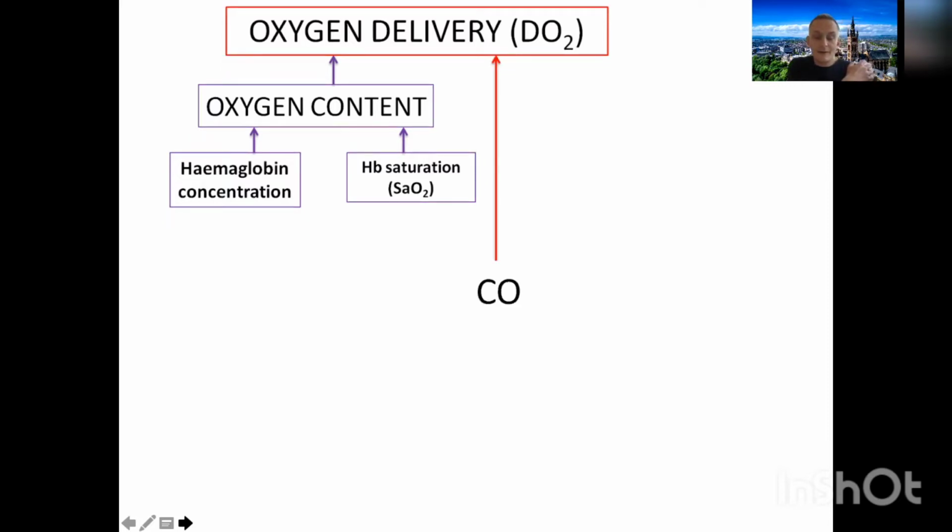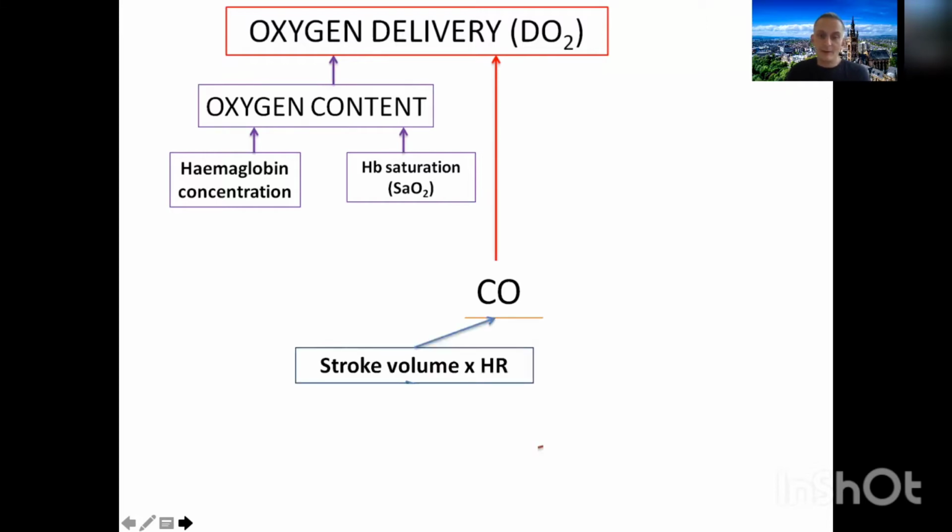The other component that will determine oxygen delivery is how quickly that blood containing oxygen is getting to tissues. In other words, the cardiac output, how many mils per minute of oxygenated blood are getting to the tissues. And if we think about what determines cardiac output, of course, it's determined by stroke volume, the volume of blood that is ejected with each heartbeat, multiplied by the heart rate.